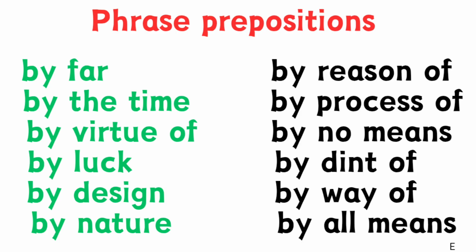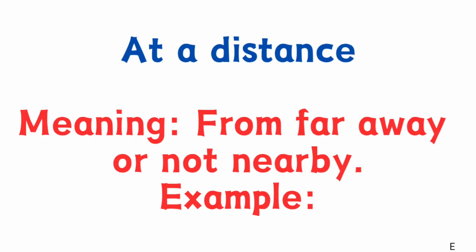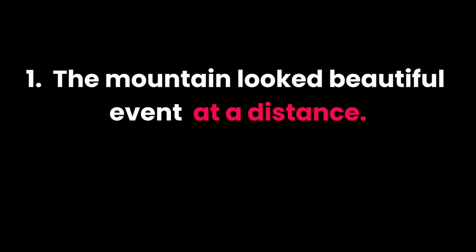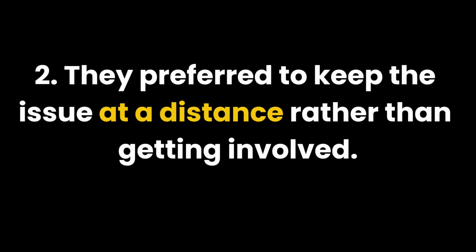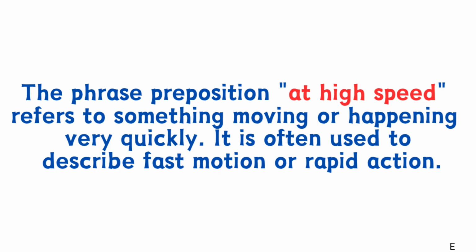At a distance. Meaning, from far away or not nearby. Example. 1. The mountain looked beautiful even at a distance. 2. They prefer to keep the issue at a distance rather than getting involved. At high speed. The phrase preposition "at high speed" refers to something moving or happening very quickly. It is often used to describe fast motion or rapid action.